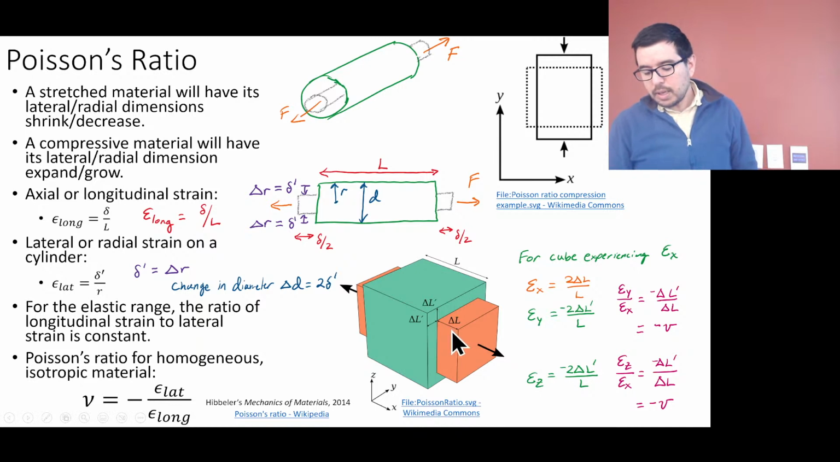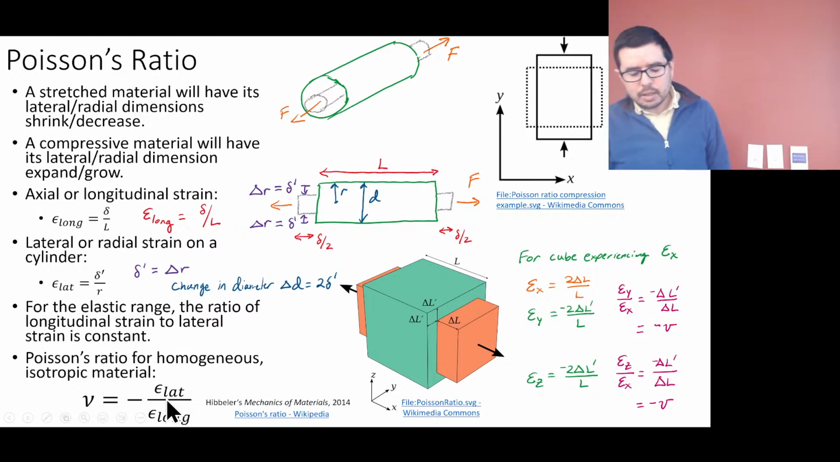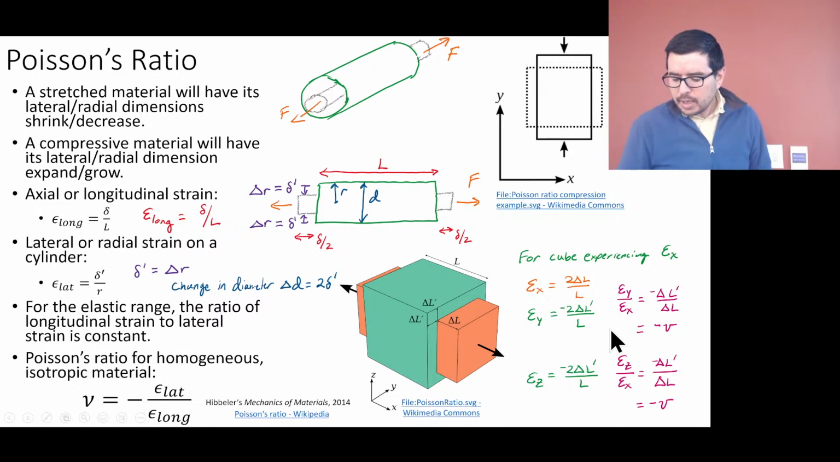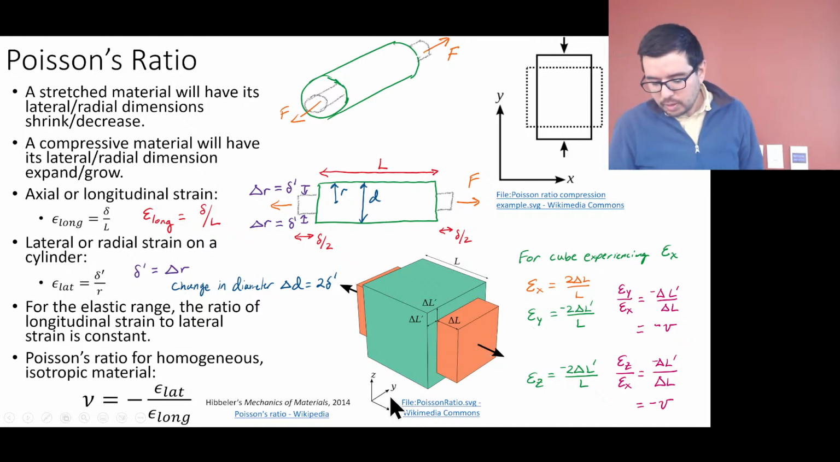So we have delta L on that side, so 2 times delta L over the original L will give us the longitudinal strain. The strain in the y direction is going to be 2 delta L prime, one on either side, divided by L, because this is a cube. So the initial length was L as well. But you see, now this is interesting.